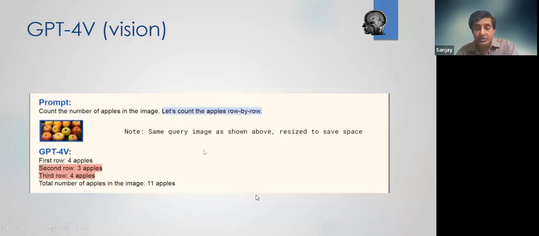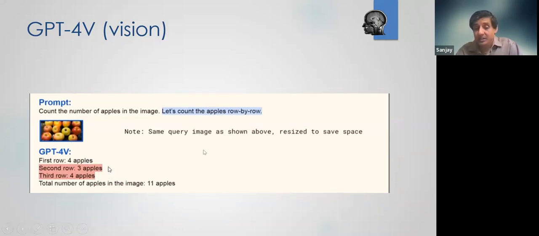I just have a few more versions. We're close to the end here. Because it failed twice, it was given another chance: count the number of apples in the image. Let's count the apples row by row. So it was given explicit instructions to do it row by row. It says first row, 4 apples. Second row, 3 apples. Now that's wrong, if you can see. Third row, 4 apples.